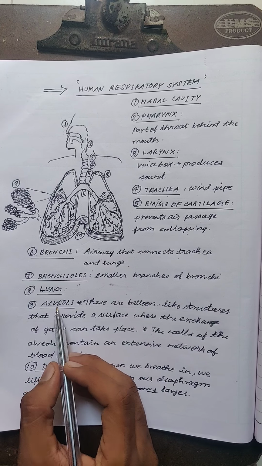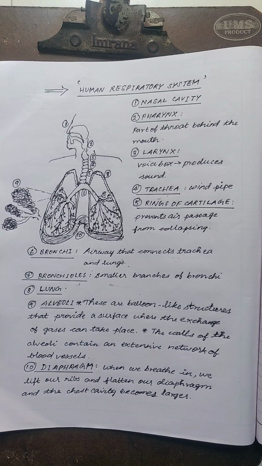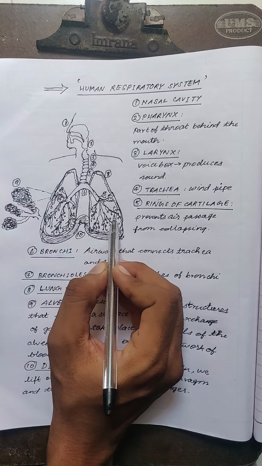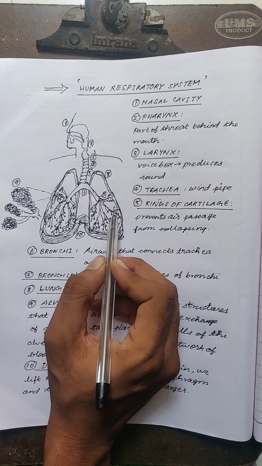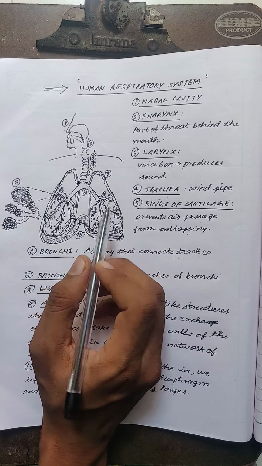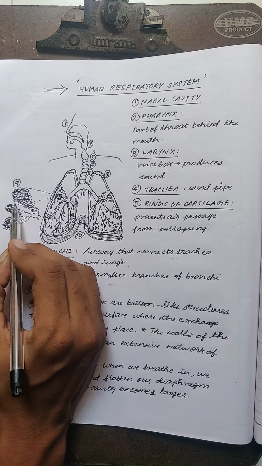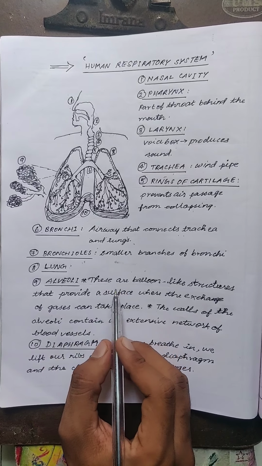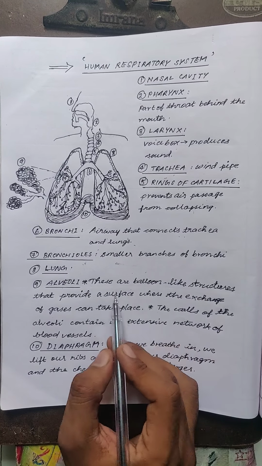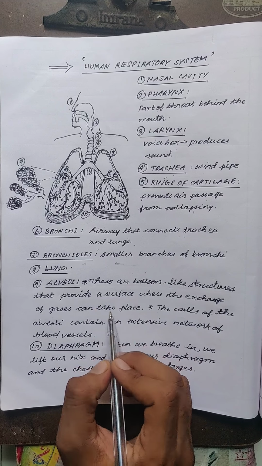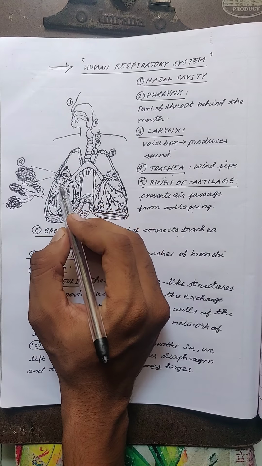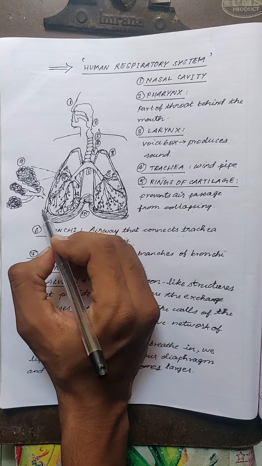The last part, the alveoli, is a very, very important part. We have an important 3-mark question describing the function of the alveoli. The bronchioles terminate or end in small balloon-like structures. I think you can see it over here. These circular balloon-like structures are called alveoli. Here we have drawn a magnified version of the alveoli. So what is the function of the alveoli? Alveoli are balloon-like structures that provide a surface where the exchange of gases can take place. They are present at the end of the lungs, where the exchange of gases takes place.